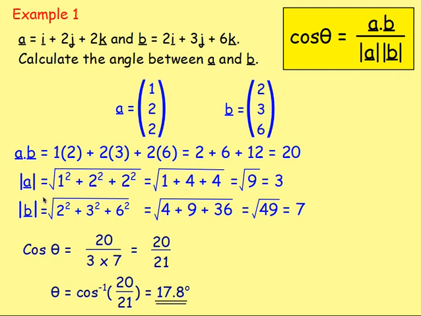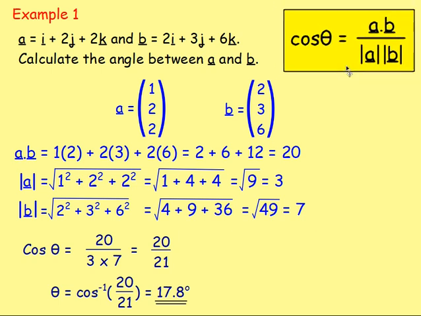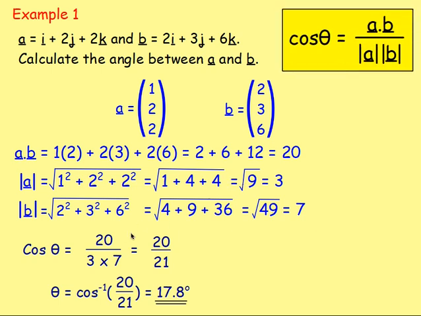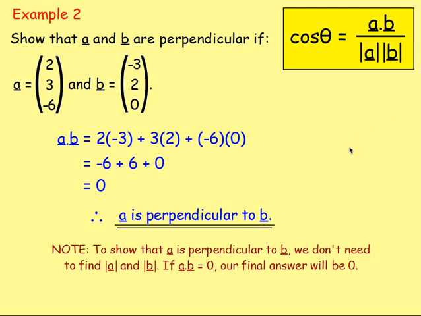so that's a square root of 1 squared plus 2 squared plus 2 squared, and the magnitude of b, it's 2 squared plus 3 squared plus 6 squared. That gives us 7. From there you can sub them into this amazing wee formula. And we get 20 over 3 times 7, which is 20 over 21. To work out theta, do the inverse cos of 20 over 21, and you get 17.8 degrees to 1 decimal place.